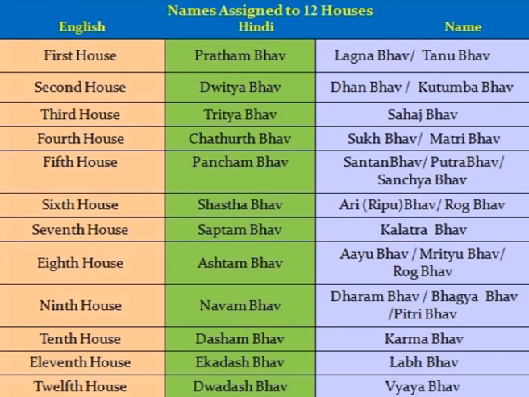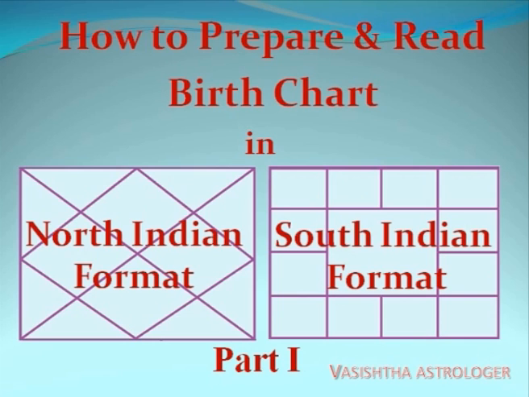You must have memorized the names assigned to 12 houses in Vedic Astrology. Sessions 20 and 21 have also explained in detail the logic behind assigning these specific names to 12 houses. As you are now familiar with the names assigned to different houses, this question may be arising in your mind: what is the exact location of these 12 houses in a birth chart?